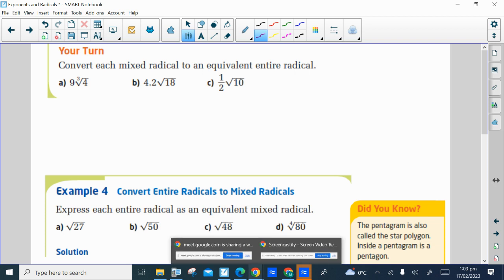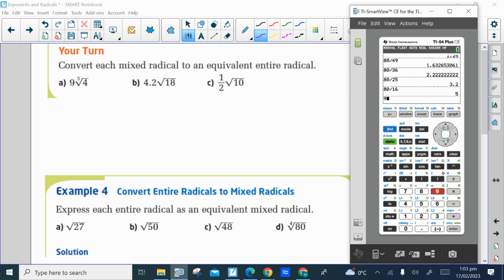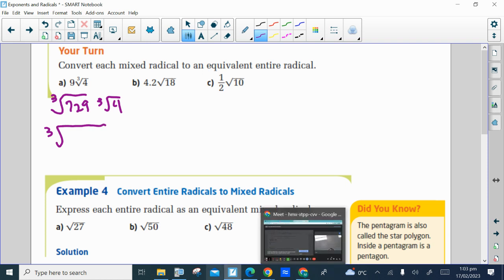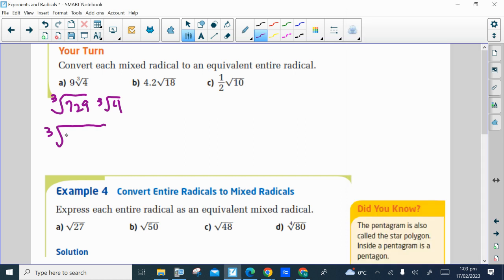You need to know the cube root of what number is 9, and you can get that by working backwards by going 9 to the power 3. 9 cubed is 729, so therefore the cube root of 729 is 9. 9 written as a cube would be the cube root of 729 times the cube root of 4. And now you can multiply these together and your answer will be a cube root. So 729 times 4 is 2916. There's our answer as an entire radical.